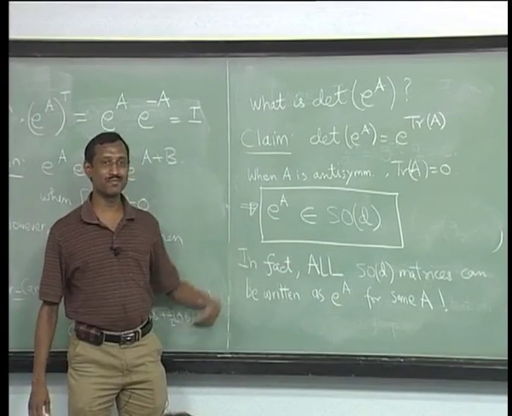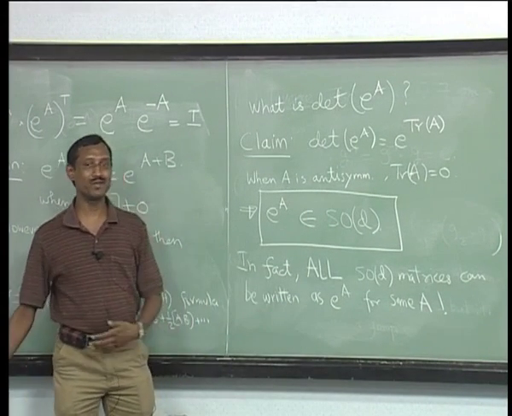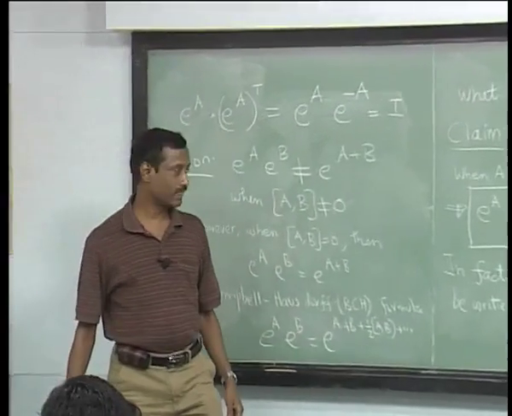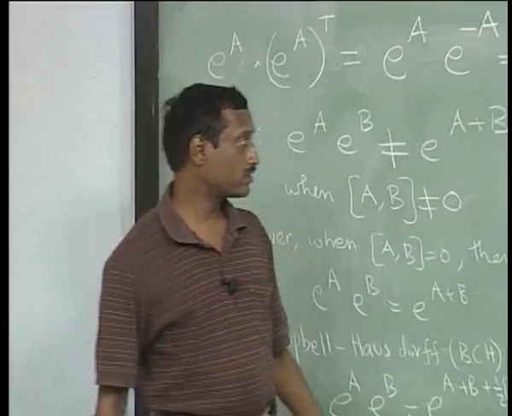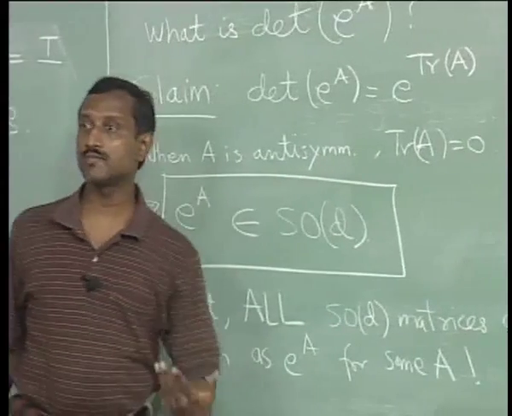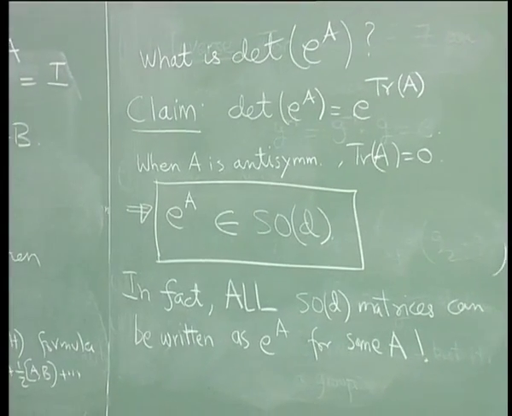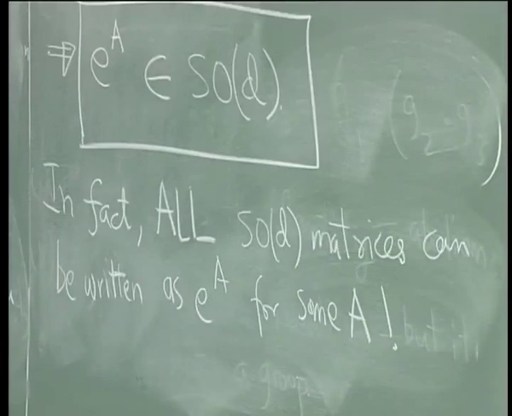So it is a non trivial statement to say what the other part is, that all SO(d) matrices can be written this way. It is SO(d), not O(d), because O(d) has matrices which have determinant -1, but this will definitely not. Okay.